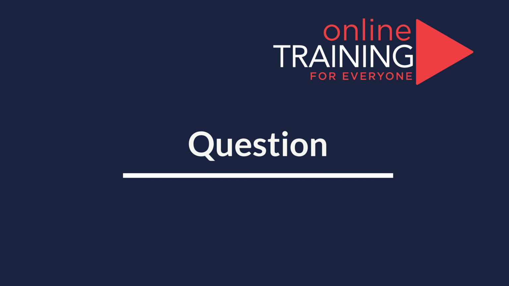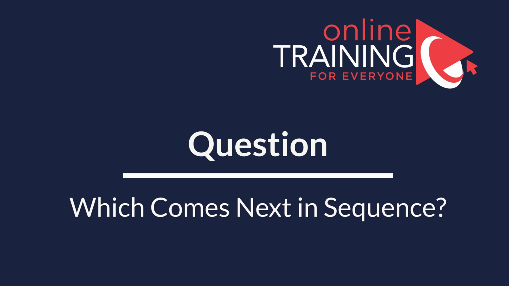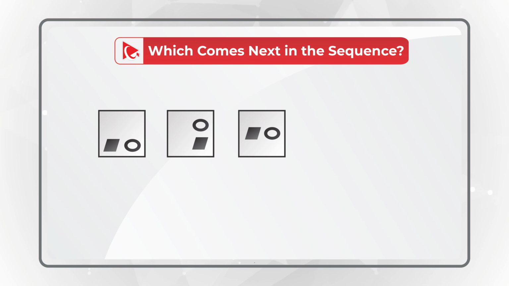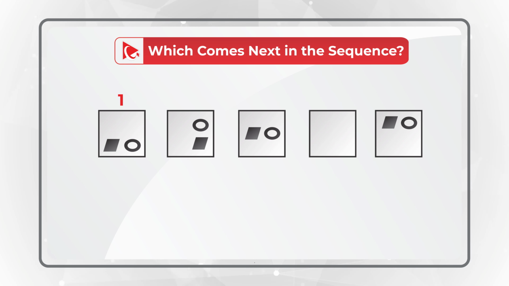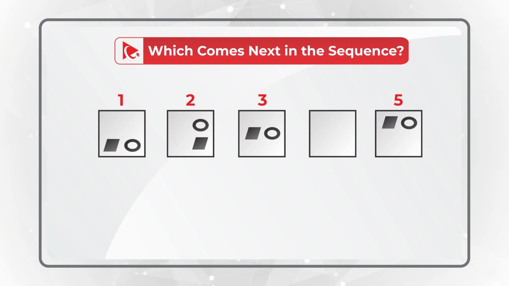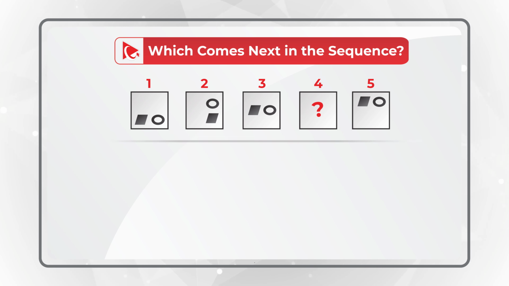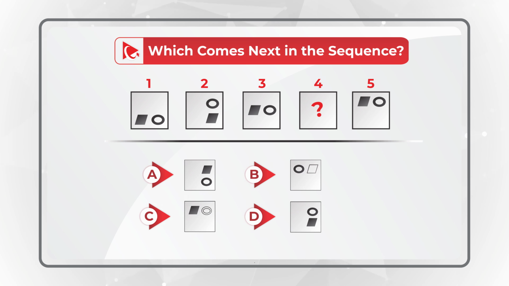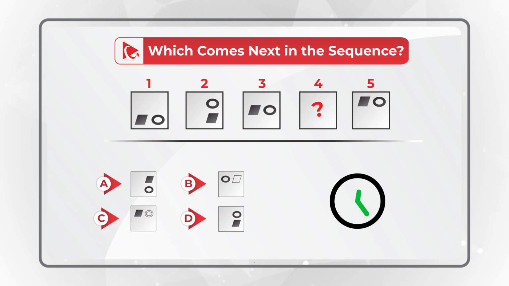I love this question because it really makes you think in order to get to the correct solution. You need to determine which shape comes next in the sequence, and you're presented with a series of 5 shapes: squares 1, 2, 3, and 5 have other, smaller shapes inside, and you need to determine shape 4. You have 4 different choices to choose from. Choices A, B, C, and D. Give yourself a little bit of time, look closely to see if you can get to the correct answer.